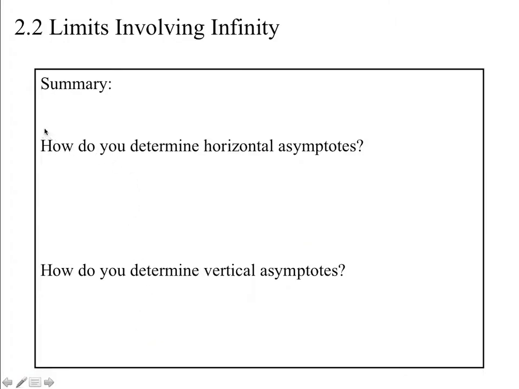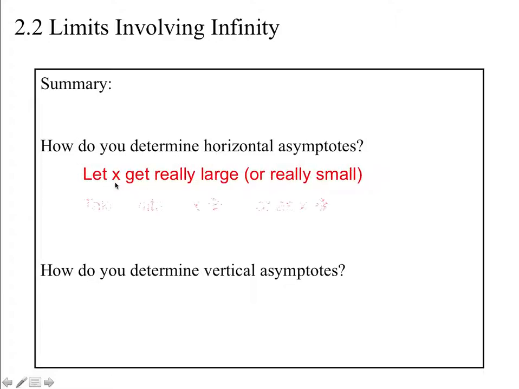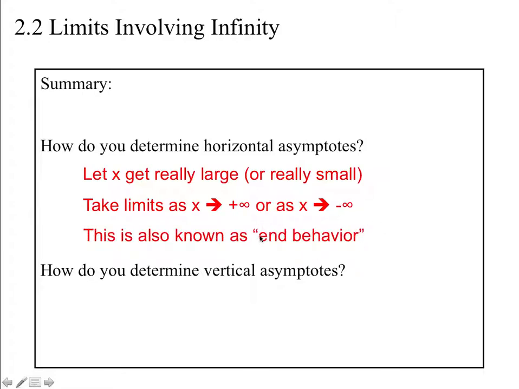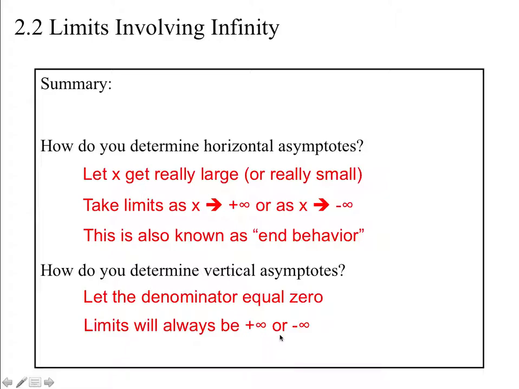So that really summarizes what we did in this section. So let me just reiterate that. Horizontal asymptotes, we let x get really large or really small. We take the limits as x approaches positive infinity or negative infinity. We also can call this end behavior and use our end behavior approach. How do you determine vertical asymptotes? You let the denominator equal 0 and you solve. And for the vertical asymptotes, the limits always will be plus or minus infinity. Right? As we go up against those vertical asymptotes, our function is either going up forever or down forever.